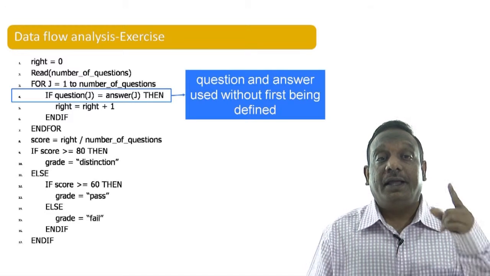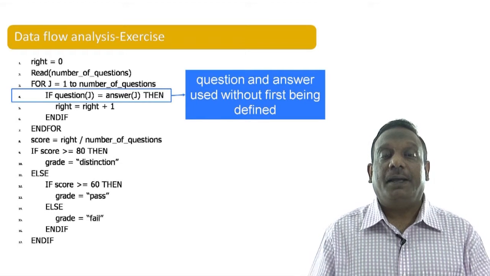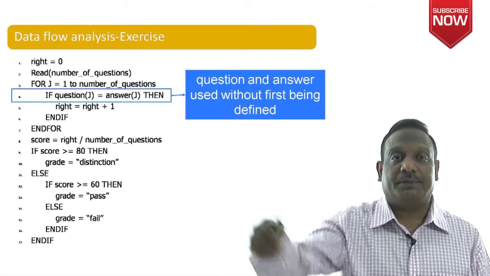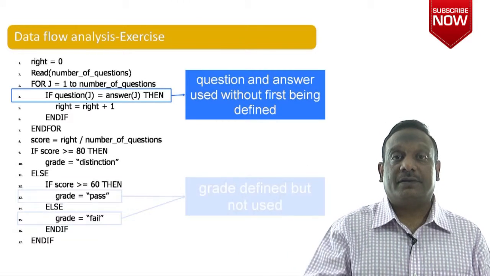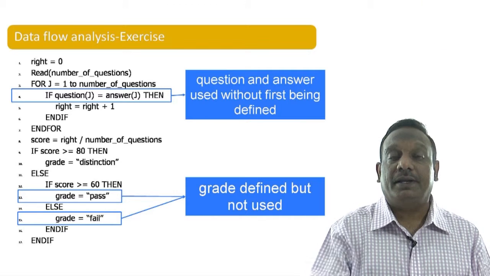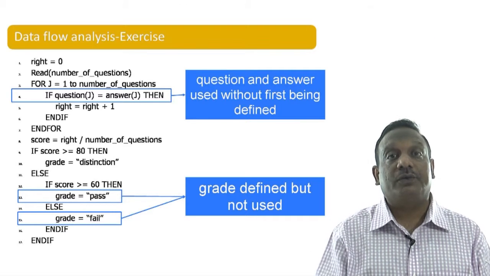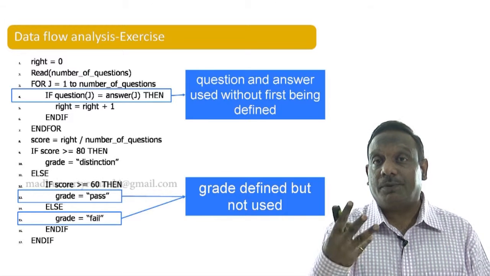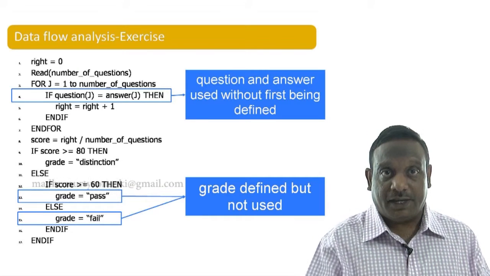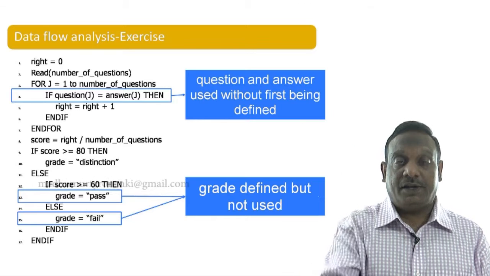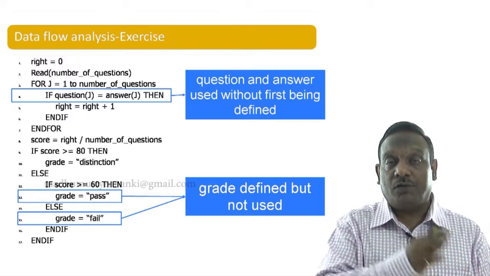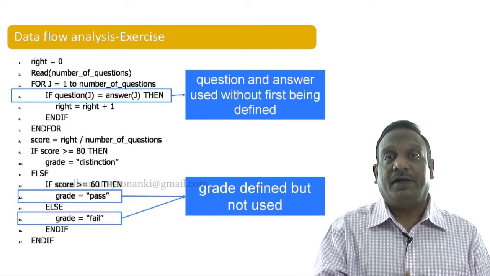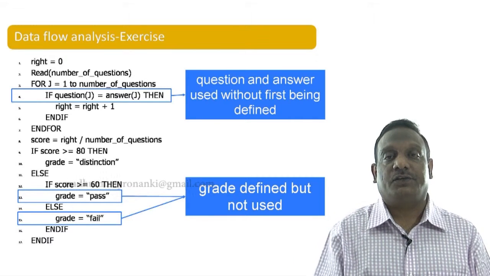So what is happening here? Grade is being defined, but has it been used anywhere? Has it been used to print something or do something else? So only the variable has been defined but not used. That is again another data flow anomaly. So these are the potential problems you have to find by carefully analyzing the variables inside your program and looking for potential wrong paths or wrong pairs of define, usage, kill situation.